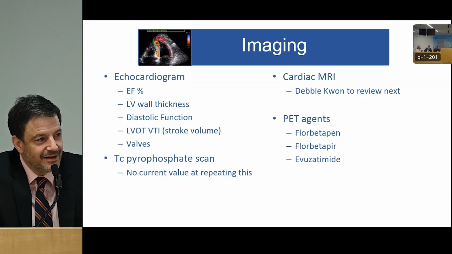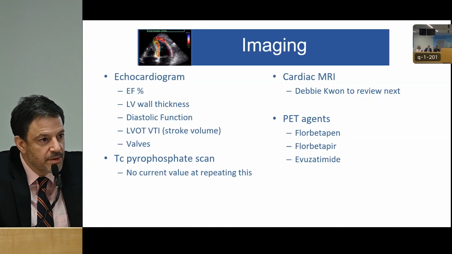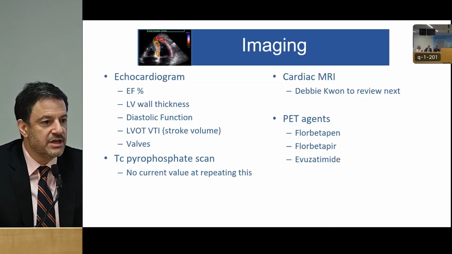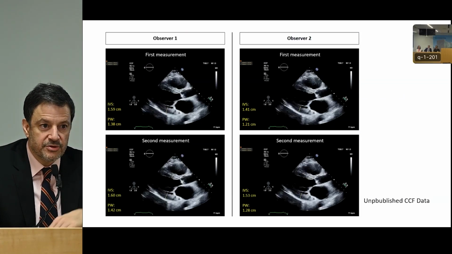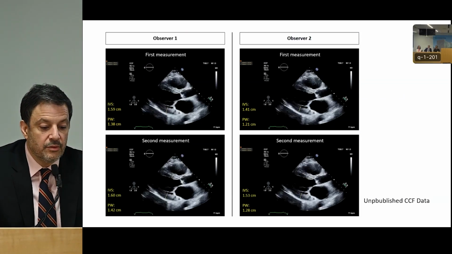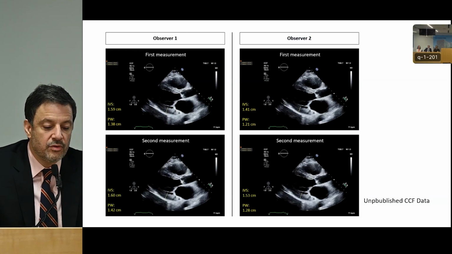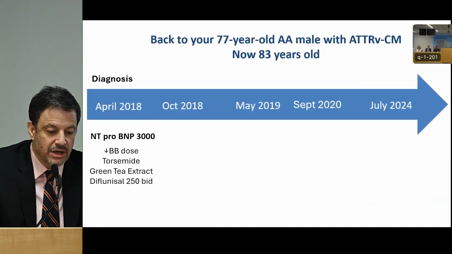Cardiac MRI, Dr. Kwan is going to talk about that in more detail. It's a really interesting tool to be more quantitative about what's happening. And there are some very interesting PET agents that also can be quantitative. Just a quick mention, this is unpublished data. We looked at wall thickness measurements, and just to note that inter- and intra-observer wall thickness variability is significant. So I don't tend to pay attention to the reports. I look at it, but again, it's not strikingly important.